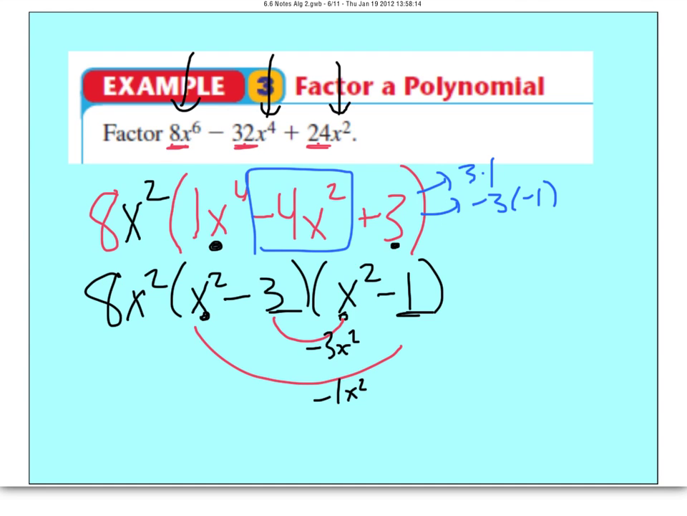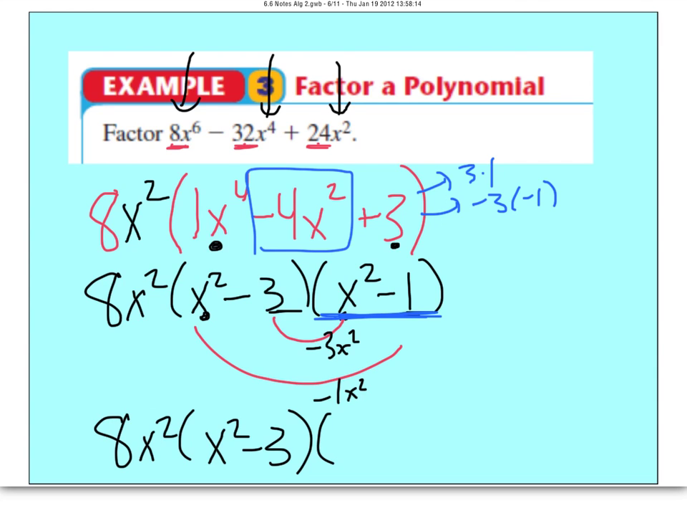Now, one of these terms can actually be broken down further, and it's this last one. This can be factored more. So our final answer, the 8x squared, is there. The x squared minus 3 won't be able to be factored down. The x squared minus 1 can be broken into two groups.